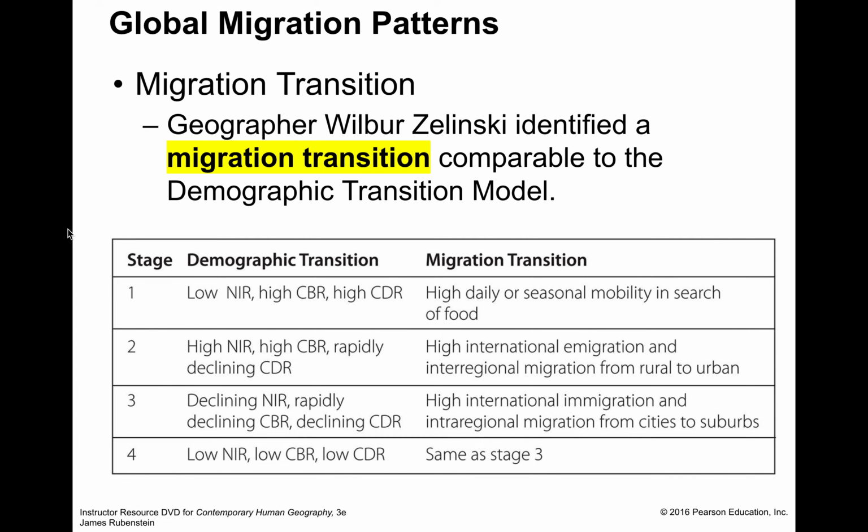Zelinsky's model takes the DTM stages and describes the migration transition within those stages. He says in stage 1, there's only seasonal mobility, so you see circulatory patterns, following the food source. In stage 2, he states that there's high international emigration. Think of countries we saw in stage 2: Sub-Saharan Africa, South Asia, Southeast Asia, and parts of Southwest Asia. A lot of those countries are internationally migrating.